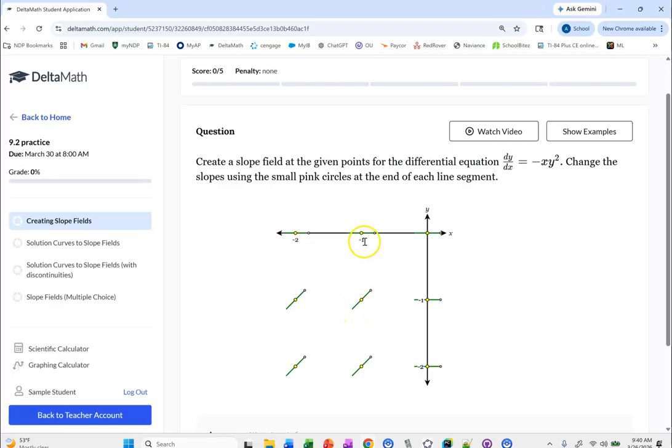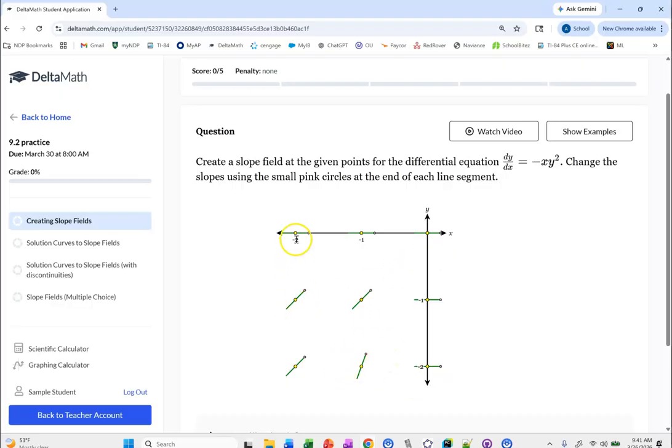If I have -1, -2, the slope there would be +4. So I need to make that a little steeper, maybe there. Okay, I'm just kind of estimating. There's no rhyme or reason. It's got to be steeper than slope 1, which should be like a 45-degree angle. So I'm just going to make it steeper.